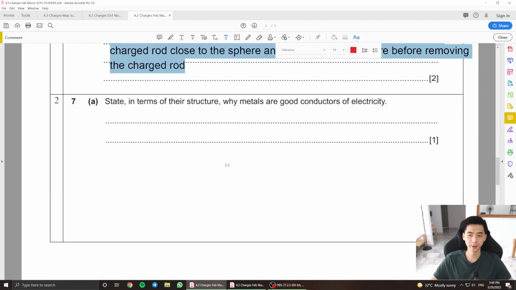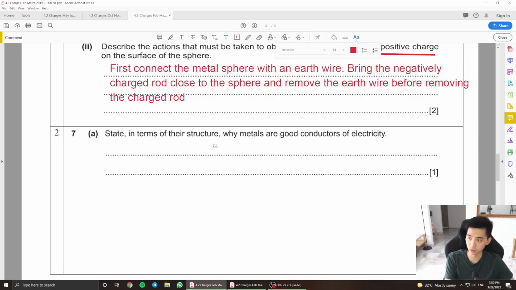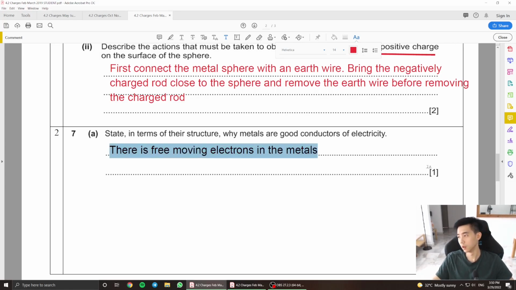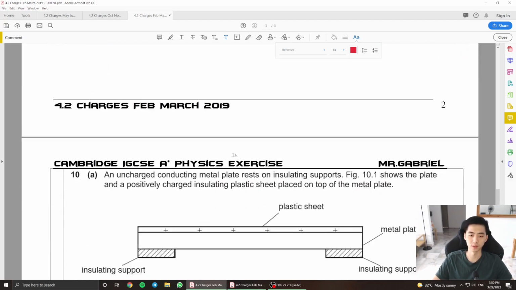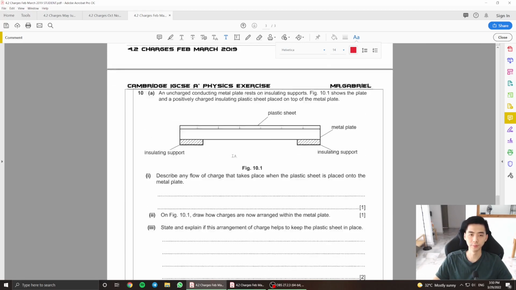So finally, not finally, second last part here. State in terms of their structure why metals are good conductors of electricity. Anytime anything is a good conductor of electricity, it is simply because there are free moving electrons in the metal. Okay, it's always because of free moving electrons. This is the reason why heat can be transferred and electricity can be transferred as well.